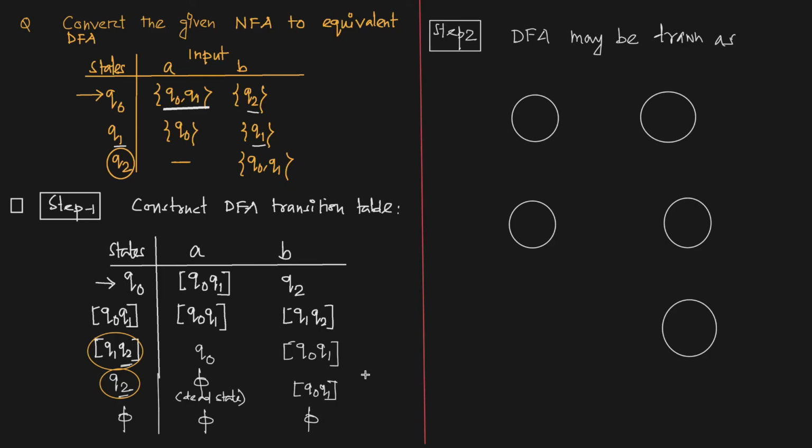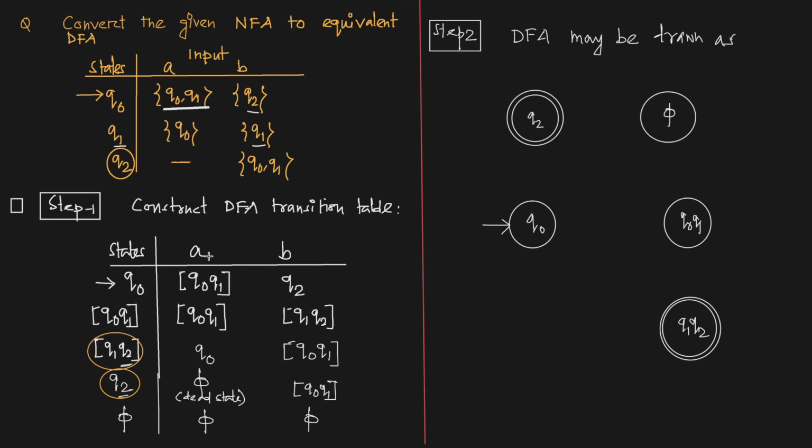Suppose this is Q0, our initial state. This is Q0 Q1, this is Q2, this is our dead state phi, and this is Q1 Q2. Q2 and Q1 Q2 are the final states.